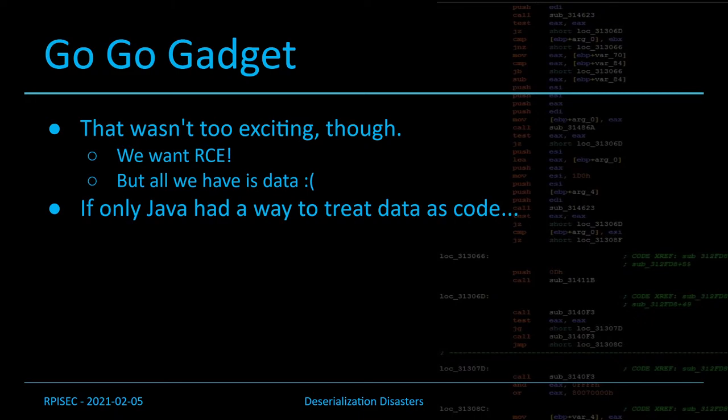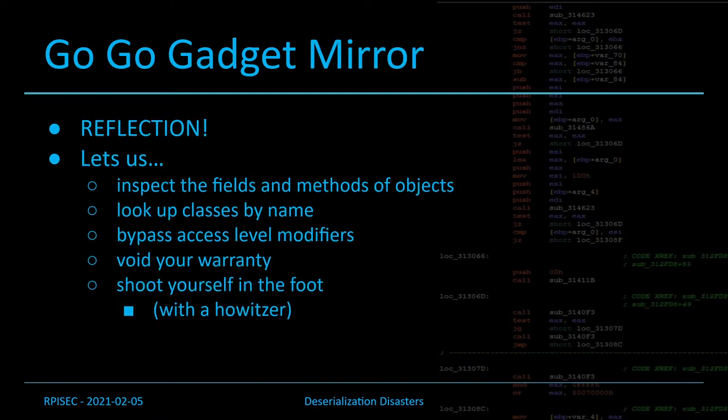But if all we have to work with is data, then how can we get that? Fortunately, Java does have a way to do this: reflection. Might be sending shivers down the spines of some students right now. Reflection is a bit of a dark art. It allows us to introspect and look at code at runtime. So we can, for example, get fields and methods by name. We can also look up classes by name, bypass a lot of access control stuff, void your warranty, shoot us off the foot.